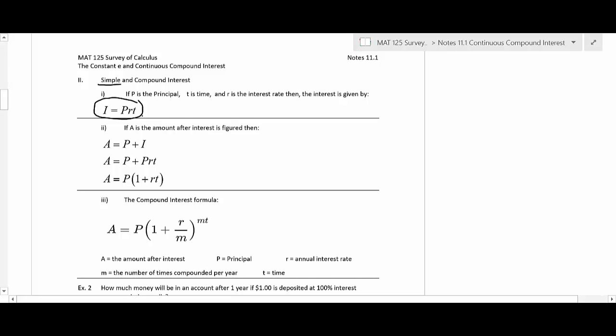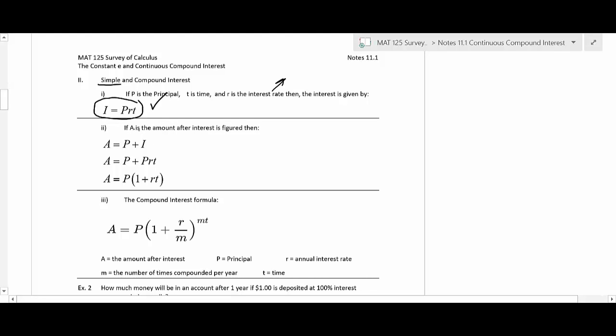So what simple interest means is it's just done one time, okay? It's usually an annual interest rate, but it's just done once. Compound interest is done over and over again, okay? So the other thing I want you to know is this. This is the simple interest formula.